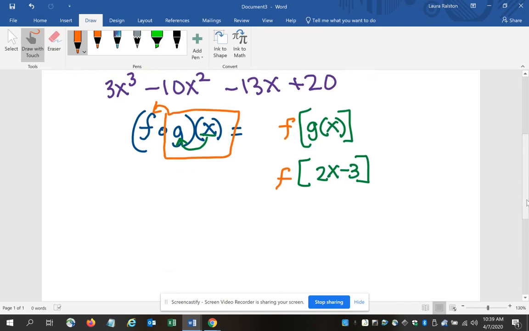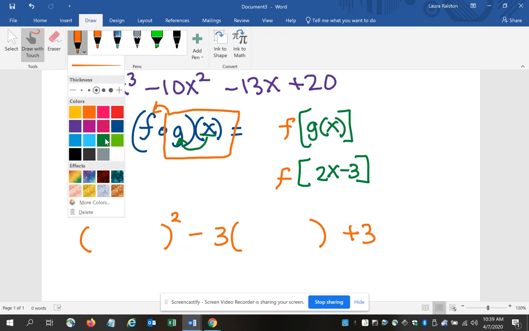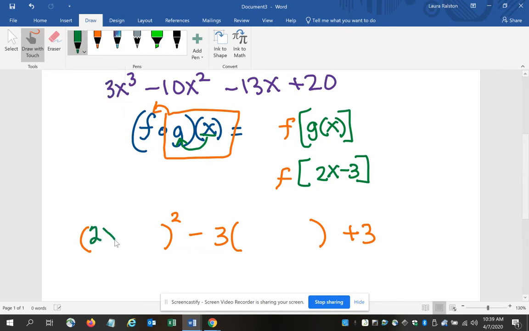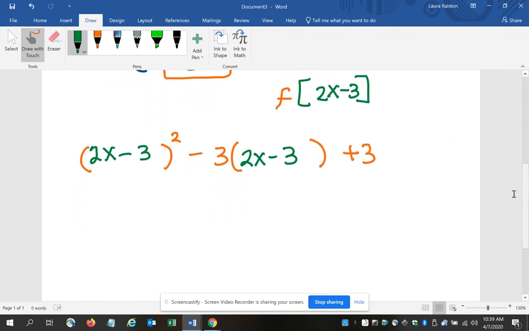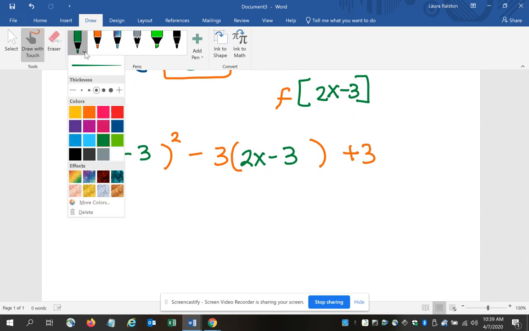So into function f, and I'm going to try to use colors here so you can see it. I would have x squared minus 3 times x plus 3. Well, in place of x, I have to put this 2x minus 3. So I really have the quantity 2x minus 3 squared minus 3 times the 2x minus 3 added to 3. And then you have to do the algebra.